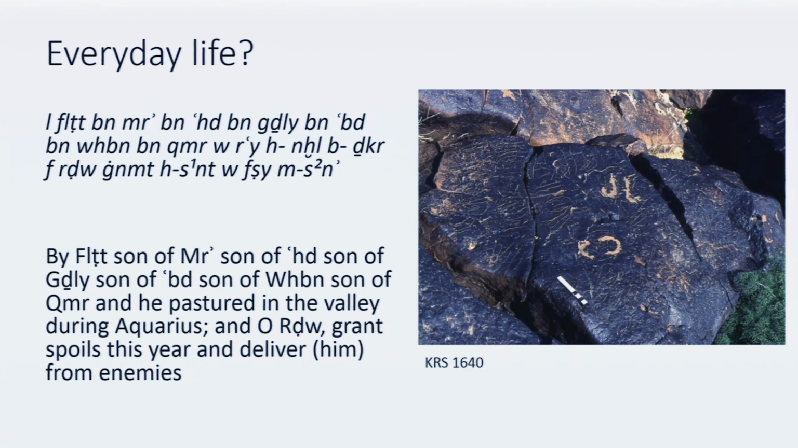So here you have an inscription. It begins with the personal name, "by." We translate this as "by" conventionally. We're not sure if it actually means "by" in terms of authorship. And then he gives his name, Falatat, son of Mar, son of Ahad, son of Gedalay, son of Abd. So it's several generations. And then a narrative.